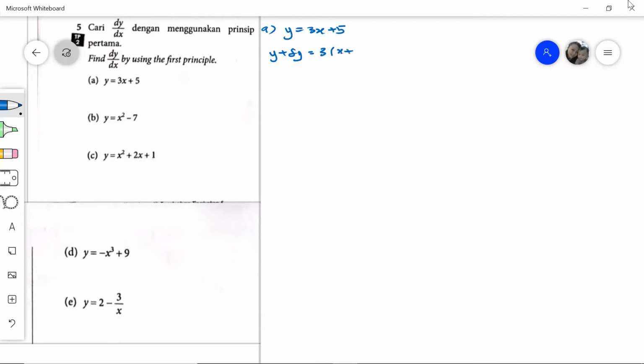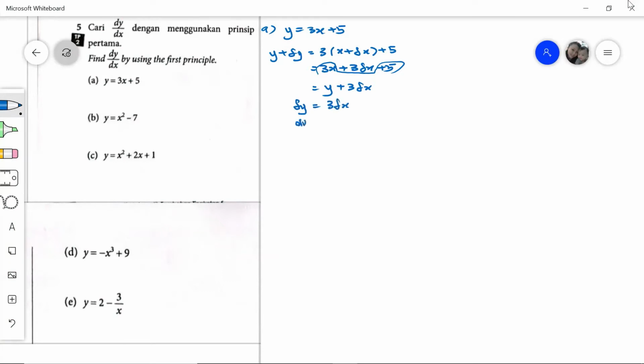So x plus delta x. I will keep saying del x for delta x. So we have 3x plus 3 del x plus 5, and 3x plus 5 is actually y. So replace it with y plus 3 del x. So y plus del y equals y plus 3 del x. So obviously del y equals 3 del x.